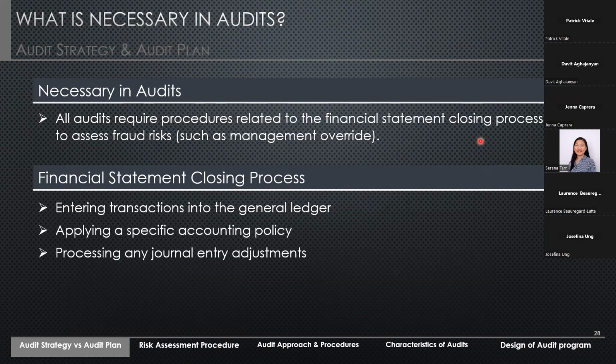Necessary in audits, all audits require procedures related to the financial statement closing process and to assess progress, right? So financial statement closing process: entering transactions to a general ledger, applying a specific accounting policy, processing any journal entry adjustments. And this is really important because, as I mentioned before, in like 2008, a lot of fraud was done at the year end, right? So let's say they try to balance the account, so they would do like debit this, credit that. So that's why, as an auditor, you would really look at the journal entries at year end, and also if there's any management override, because management override rhymes with fraud.